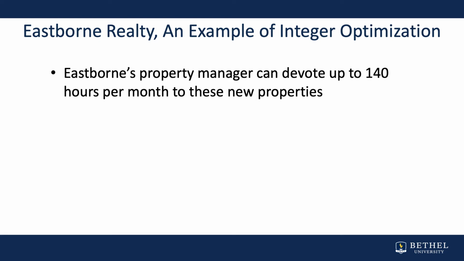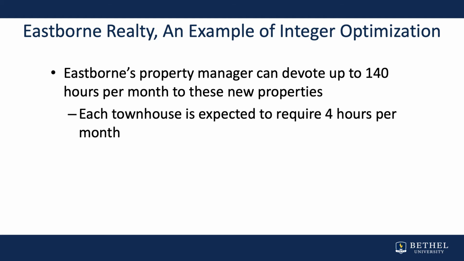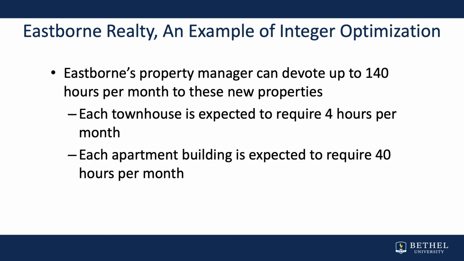Eastborne's property manager can devote up to 140 hours per month to these new properties. So we're starting to hear what the constraints are. Each townhouse is expected to require 4 hours per month. Each apartment building is expected to require 40 hours per month of the property manager's time. So you've got a set capacity of his time that you need to spread across both sets of properties.